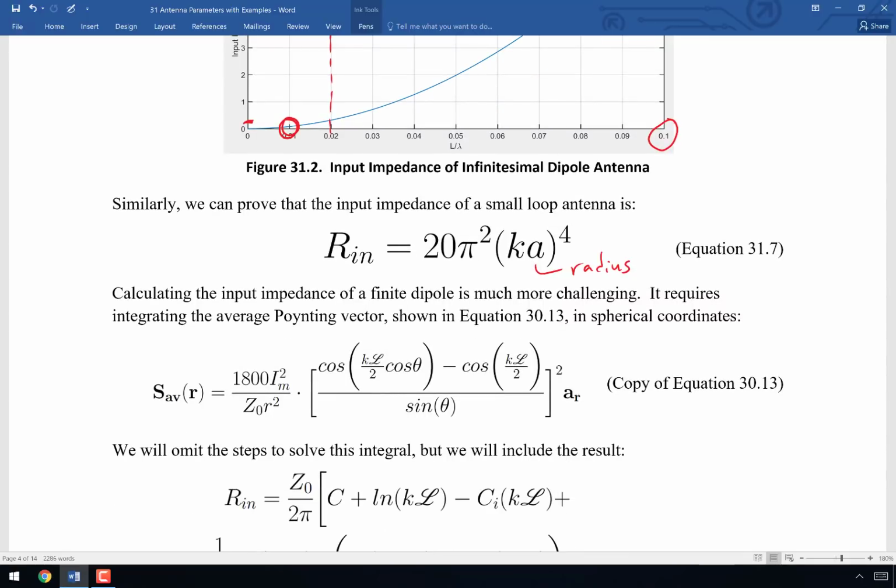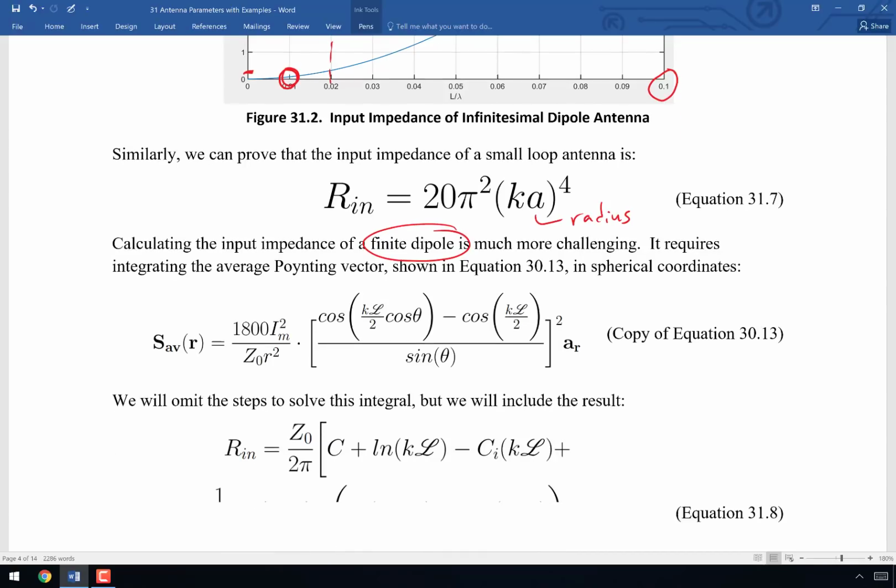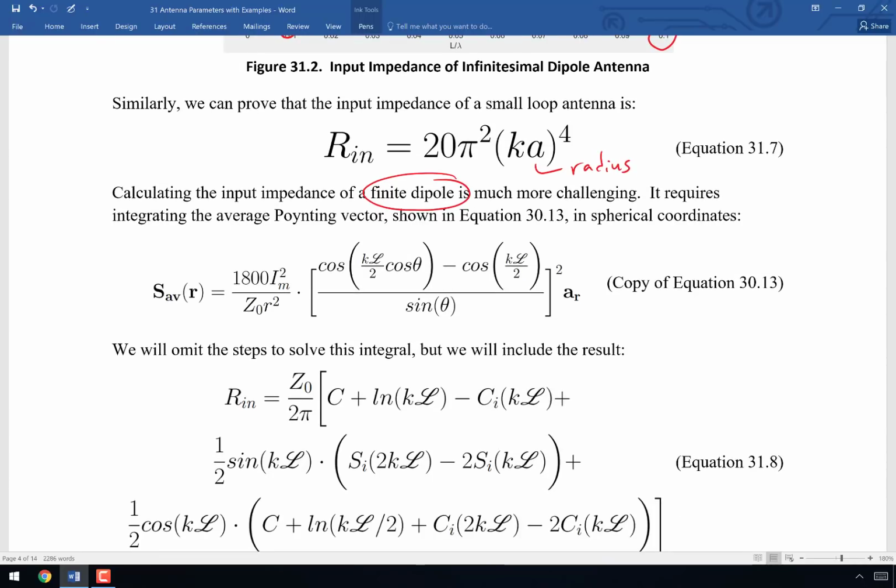Now, calculating the input impedance of a finite dipole is much more challenging. It requires integrating the average Poynting vector. I don't know if you remember what the average Poynting vector looks like for a finite dipole, but it's from chapter 30, and this is what it looks like. As you can imagine, this has, remember that function that is the cosine of a cosine? I don't even know how to integrate that.